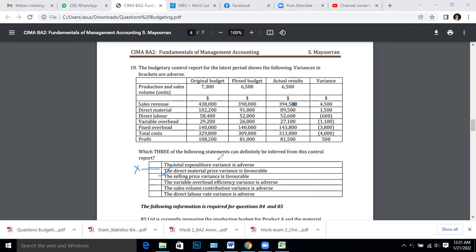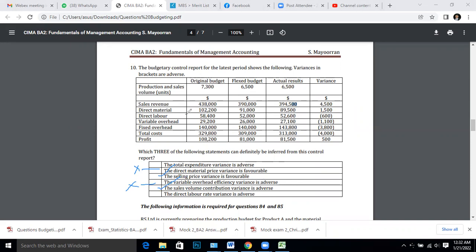Variable overhead efficiency variance is adverse. Variable overhead total variance is adverse. I don't know whether it is because of efficiency or not, which we can't say. That is wrong. Sales volume contribution variance is adverse. Yes, because original budget is 7,300, what you have sold is 6,500. You have sold less volume, right? If you sell less volume, volume contribution variance will be adverse, correct?